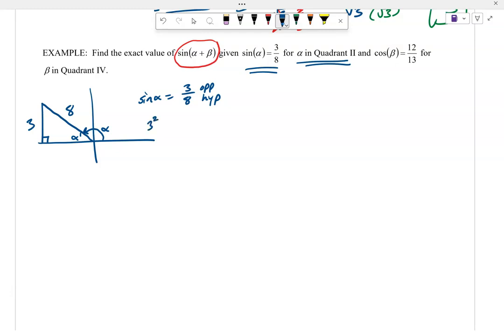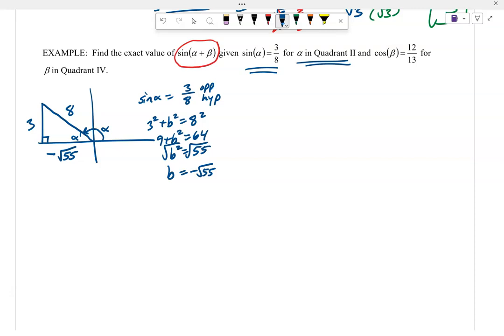So a squared plus b squared equals c squared. 9 plus b squared is 64. B squared, 64 minus 9, 55. Square root. Now I gotta be careful here because we're using right triangle trig for an angle alpha that's more than 90 degrees. So is it plus or minus? I got to get the sign right. I got to label this as negative root 55 because I know my cosine is negative in quadrant 2. So make sure you label that as a negative root 55, even though that's a side length there.